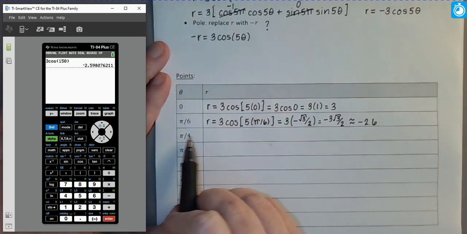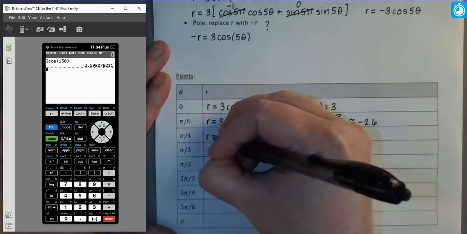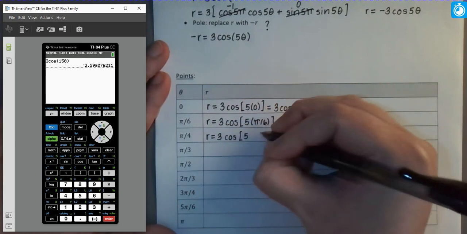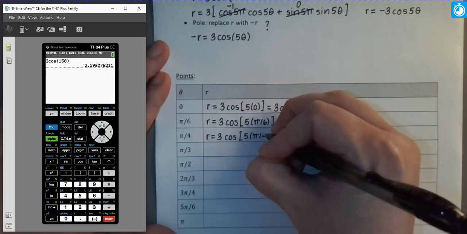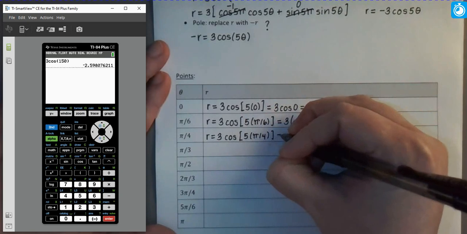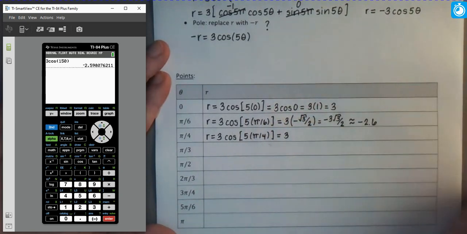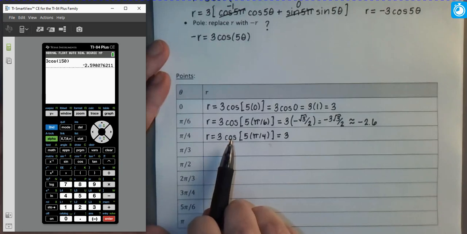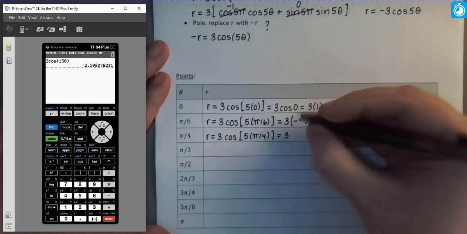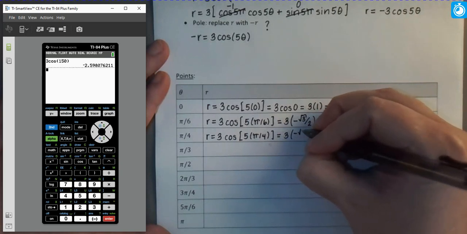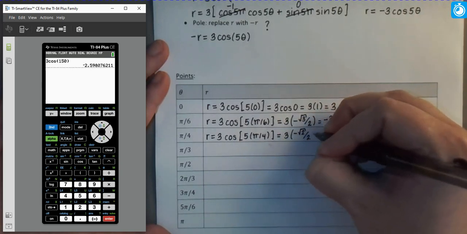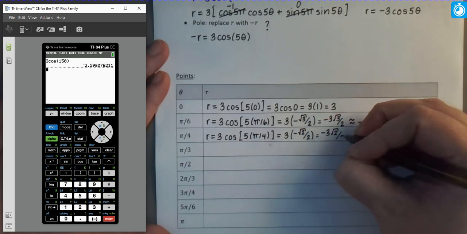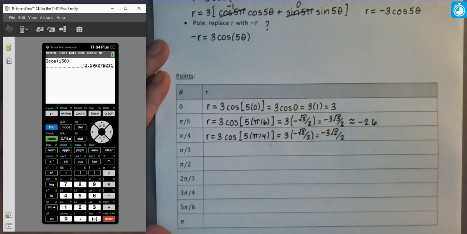So at pi over 4, we have r is equal to 3 times the cosine of 5 times pi over 4, or 5 pi over 4. At 5 pi over 4 radians, our cosine is going to be negative root 2 over 2. So 3 times negative root 2 over 2, or negative 3 root 2 over 2. So there's our exact value.